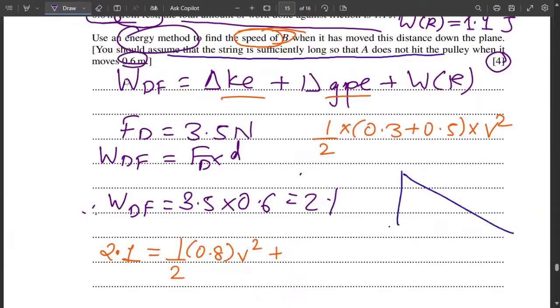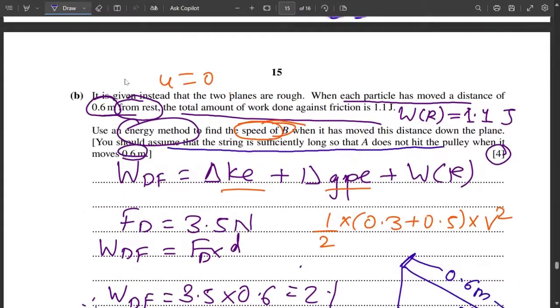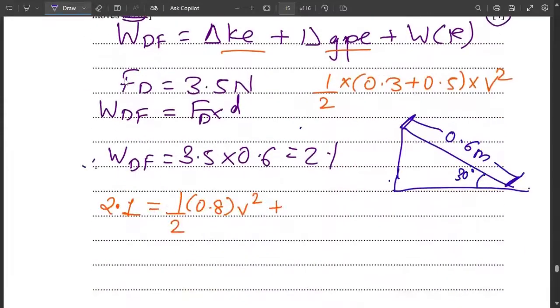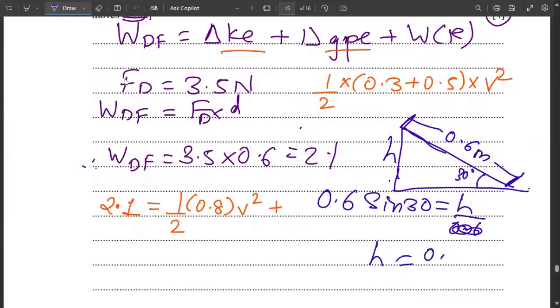Now we know that the angle is 30 degrees. The distance traveled like this is 0.6 meter. If you read carefully, they have told us when each particle has moved a distance of 0.6 meter from rest. So it is not telling the height, it is telling us it has moved this much. And this is height h. Simply basic grade 9 trigonometry: sin 30 is h upon 0.6. 0.6 will go ahead. 0.6 sin 30 will be 0.3.